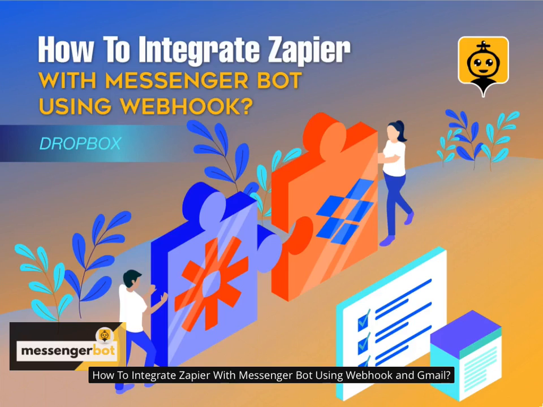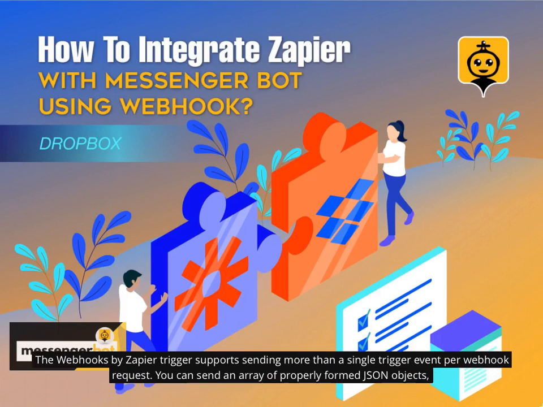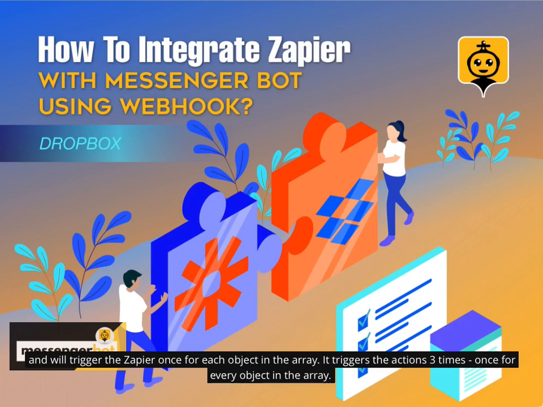How to integrate Zapier with Messenger bot using Webhook and Gmail. The Webhooks by Zapier trigger supports sending more than a single trigger event per webhook request. You can send an array of properly formed JSON objects, and will trigger the Zapier once for each object in the array. It triggers the actions 3 times, once for every object in the array.